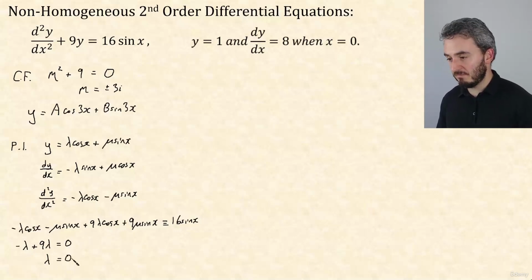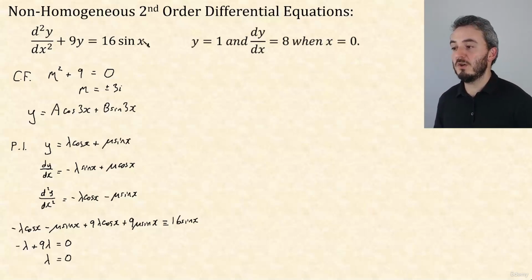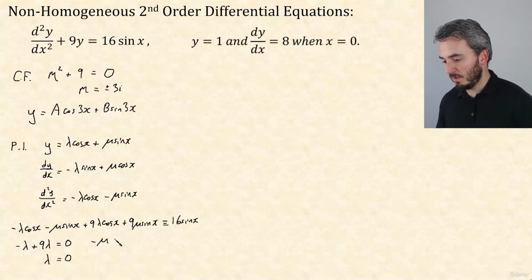In this case, you would have got away with it if you just ignored the cos x bit. That's only true because there was no dy by dx term. In general, if there's a dy by dx term, you'll always get some of both. So don't conclude from this that because this was sine, you didn't need cosine here. It was just a quirk of this question. The coefficient of sine x on the left is minus mu plus 9 mu, and that should be equal to 16. So we have 8 mu equals 16, so mu equals 2.